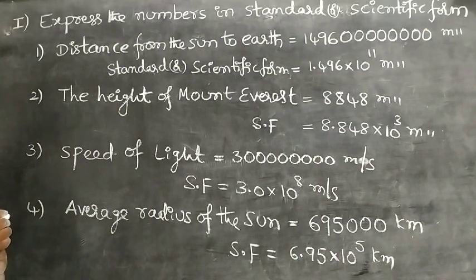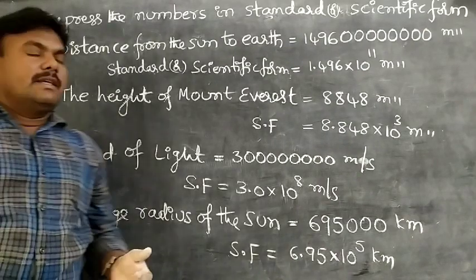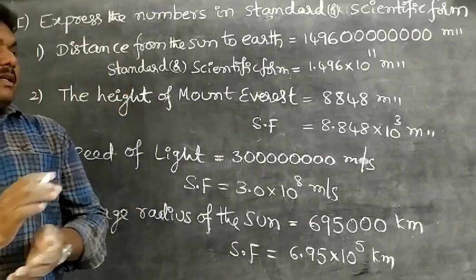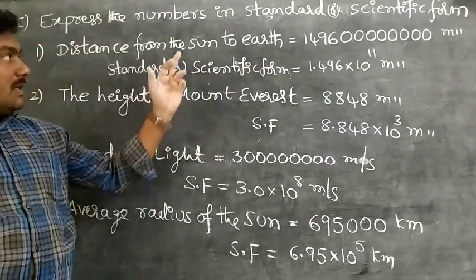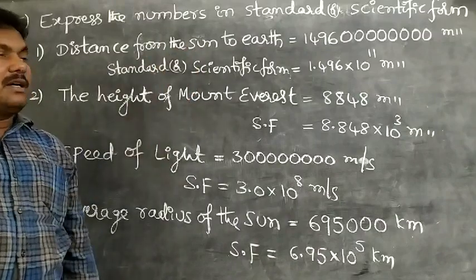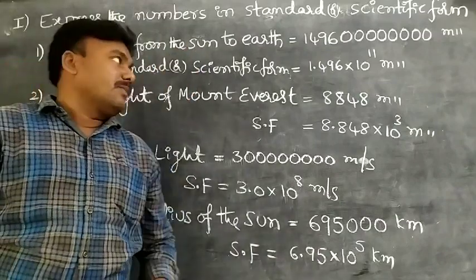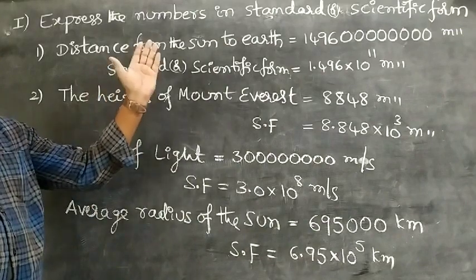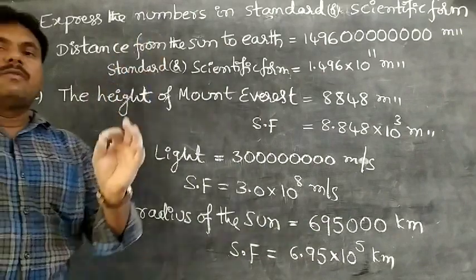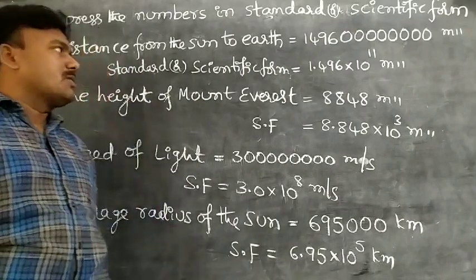Express the number in standard or scientific form. In this exponents and powers chapter, we discuss two forms. One is exponential, standard or scientific form, another one is usual form. If it is given in usual form, how can we convert it into standard or scientific form? Very, very important in 2 or 4 marks problems, students.